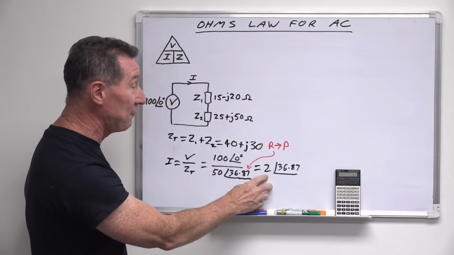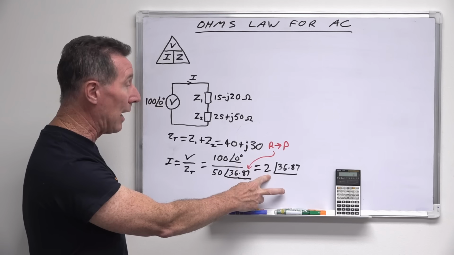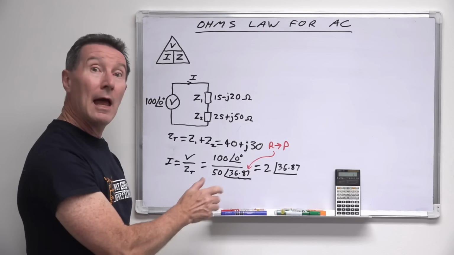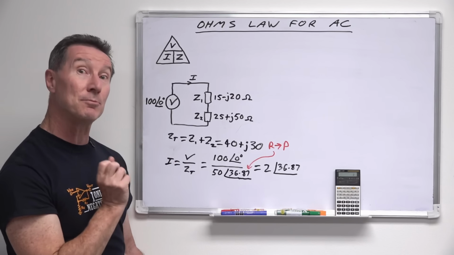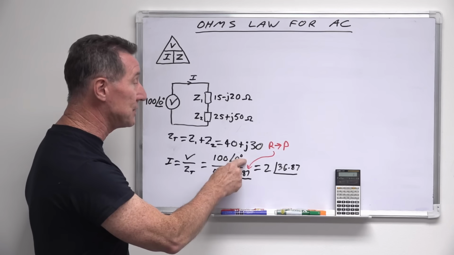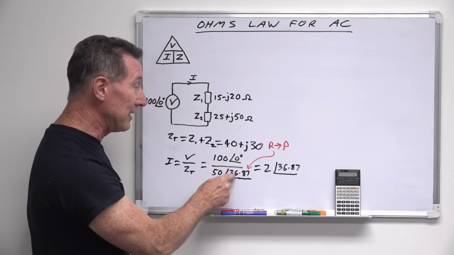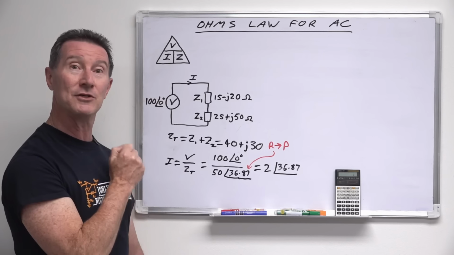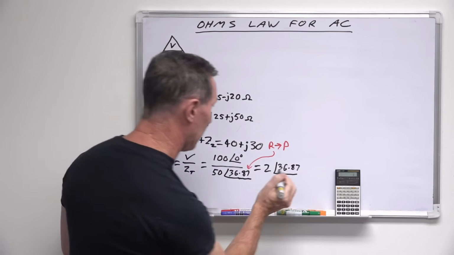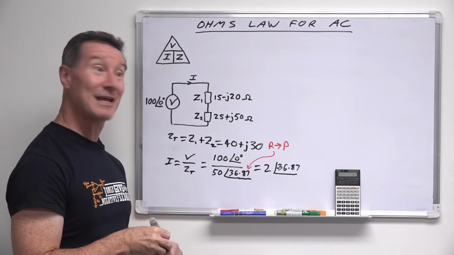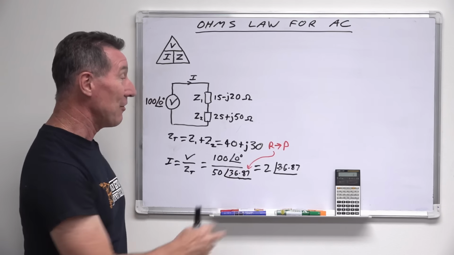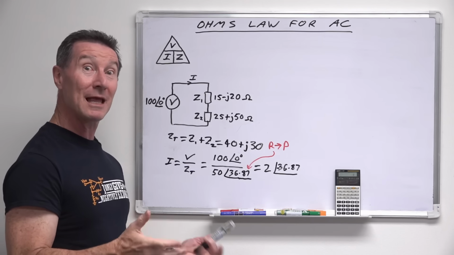You just divide the real components. 100 divided by 50 is 2. That's our current there in amps. And then our phase angle theta here, when you divide, you subtract the angles. So it's 0 degrees minus 36.87 degrees. That gives you, I got it wrong, minus 36.87 degrees in there. So that's easy peasy lemon squeezy.